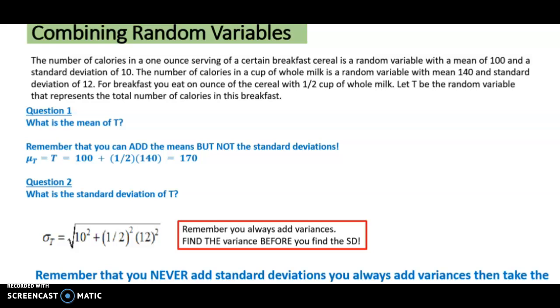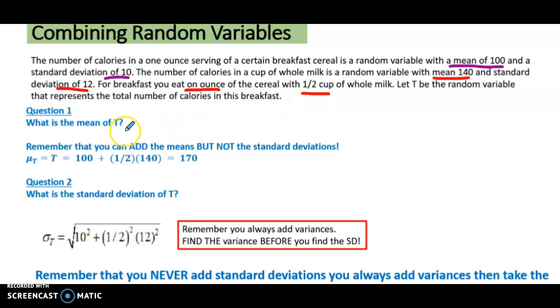All right, so we're just going to quickly review combining random variables. We just did this, so hopefully this is fresh on your mind. The number of calories in a 1-ounce serving of a certain breakfast cereal is a random variable with a mean of 100 and a standard deviation of 10. The number of calories in a cup of whole milk is a random variable with a mean of 140 and a standard deviation of 12. For breakfast, you can eat 1 ounce of cereal, so I'm just going to underline that, with a half a cup of whole milk. Let T be the random variable that represents the total number of calories in this breakfast.